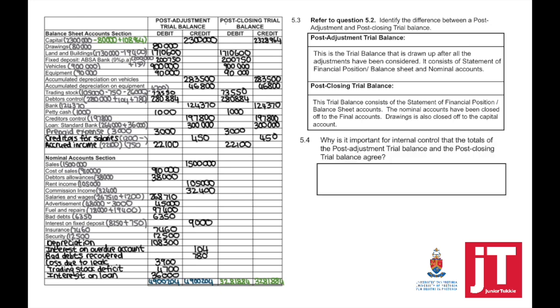5.4. Why is it important for internal control that the totals of the post-adjustment trial balance and the post-closing trial balance agree? To see if we have applied the double entry principle. Have we done everything correctly? Because if it doesn't balance, it means we made a mistake.